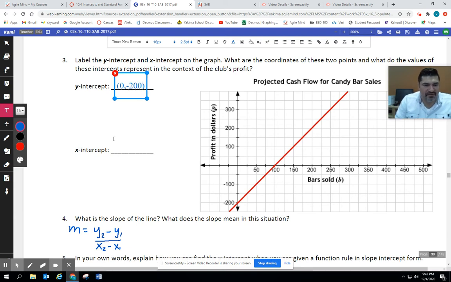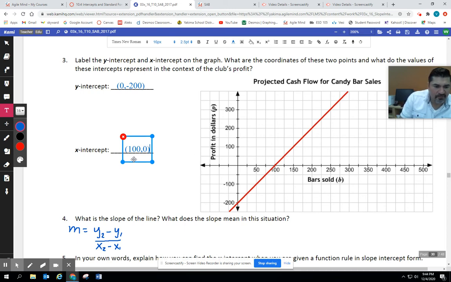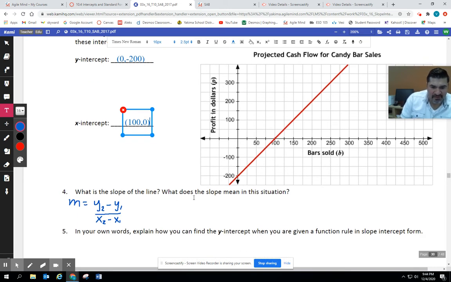Okay, then they're asking us for the x-intercept. So here's the x-axis, here's the x-intercept. So we go over 100, and then we don't go up or down. So 100 and then 0. That is our coordinate for our x-intercept. Okay. Now number 4 says, what is the slope of the line? What does the slope mean in this situation?